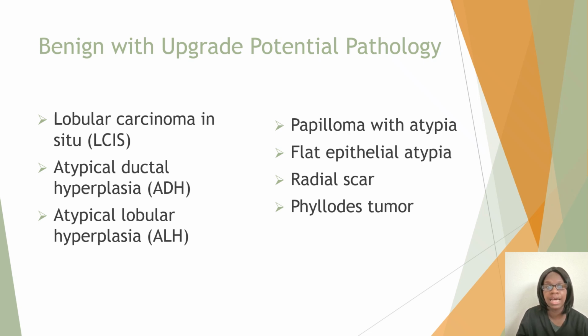Also, you have the benign tumors with an upgrade of potential pathology, which is your lobular carcinoma in situ, atypical ductal hyperplasia. So whenever patients have this, it raises suspicions for them possibly getting breast cancer in the future. Your phyllodes tumor, which resembles a fibroadenoma, increases in size within weeks. Your radial scar, your papilloma with atypia. So these are all the things that you need to know the terms for.